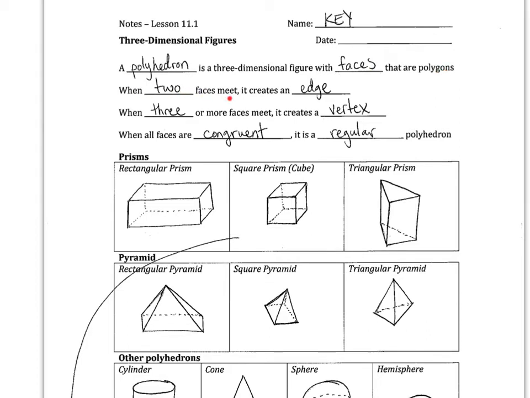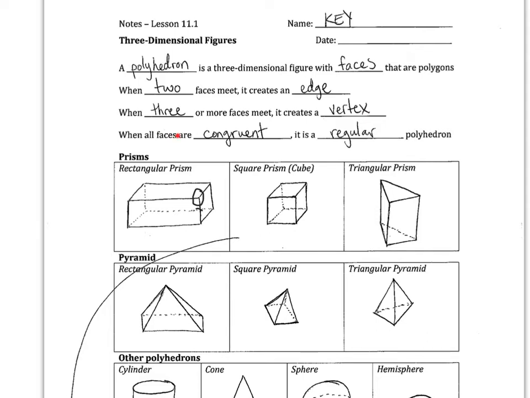When two faces meet, it creates an edge. So right here would be an edge. When three or more faces meet, it creates a vertex. And another word for vertex would be a corner. So like right here would be a vertex.